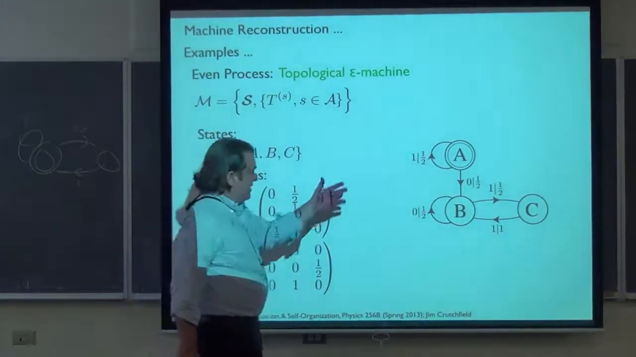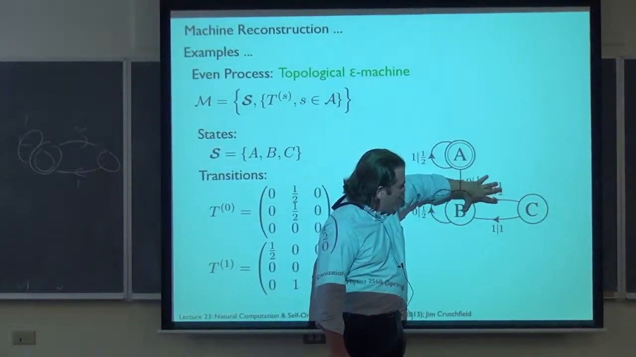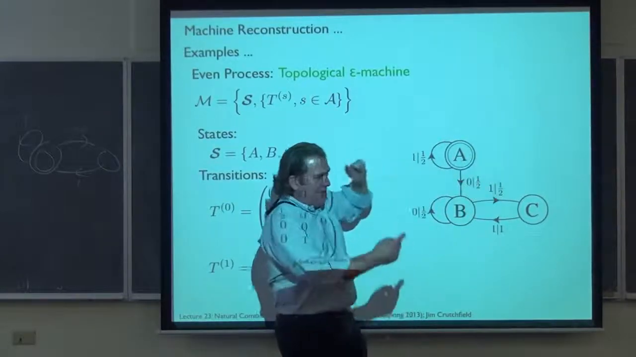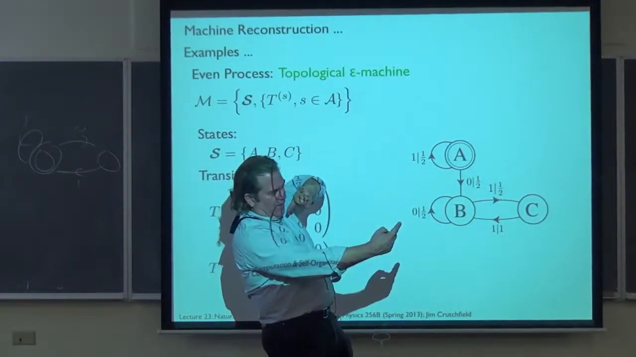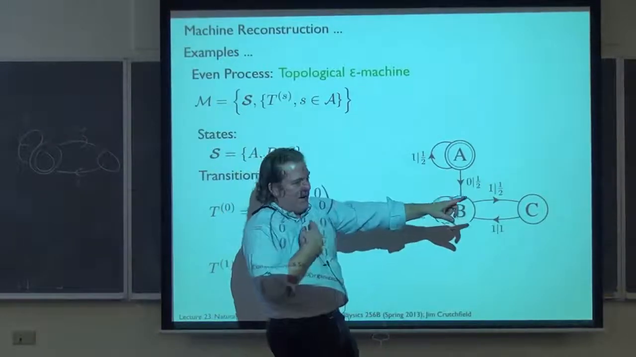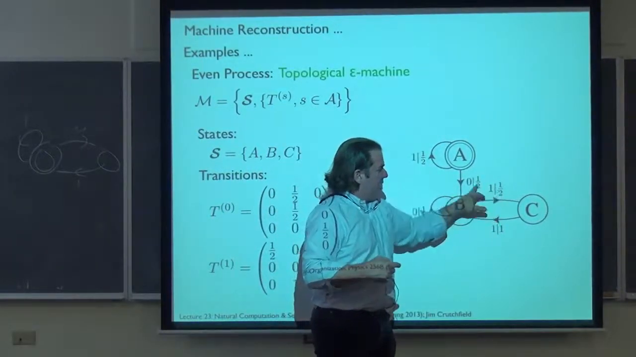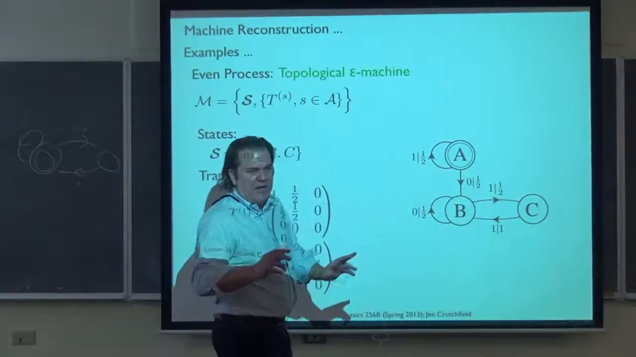Another way to do it would be to take, even if this is the topological picture, this describes what sequences are generated, not the probabilities. I can take a sequence generated by the actual even process and run it through here and calculate empirically what these probabilities should be. That'd be some kind of approximation.